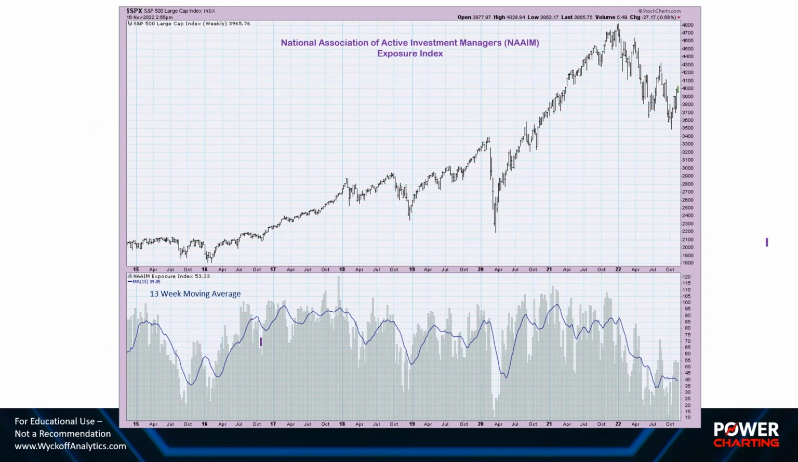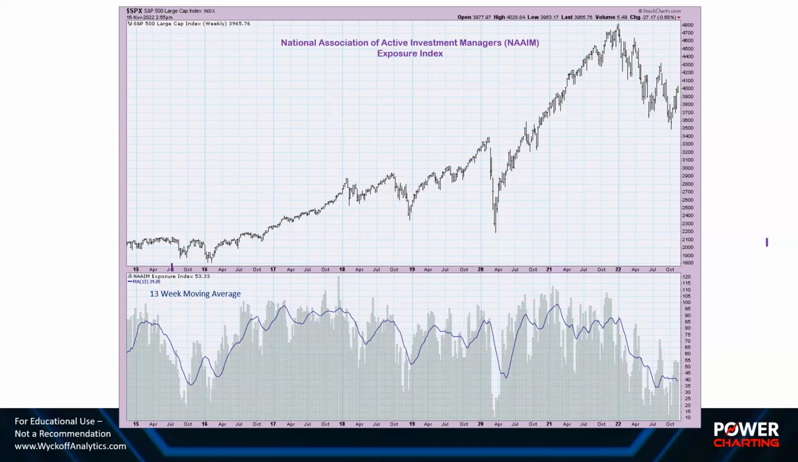Here you can see this is a 13-week moving average of 13-week data. This is just the net exposure of these investment managers at a point in time. You can see it gets up to near 100% at the peaks, or a level of 100, and down as low as the teens at the lows. And you can see these valleys down here. This is a period of extreme pessimism towards the market, and it coincides with important lows in the market.